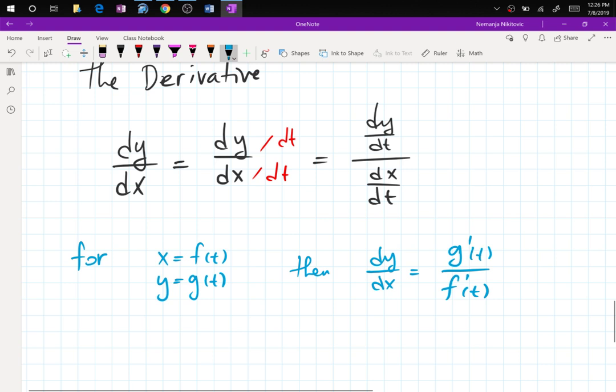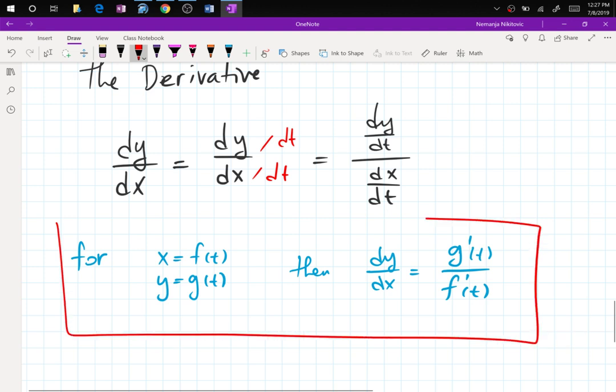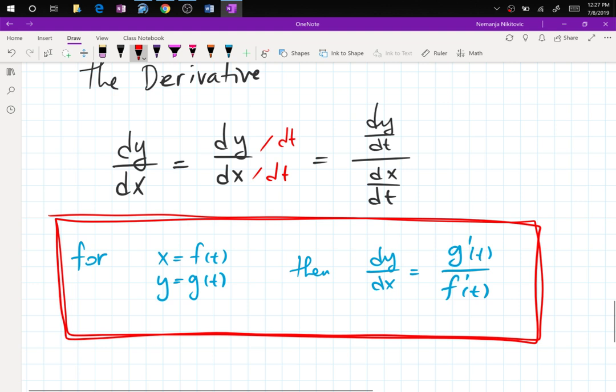When you put f on top. g is the one related to y, so maybe you want to put some kind of mark there to make sure that you have that straight.